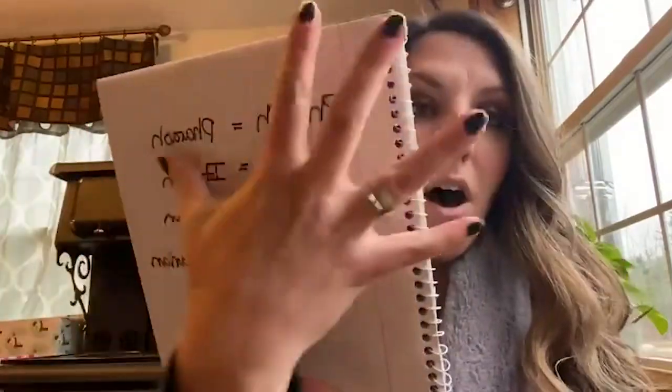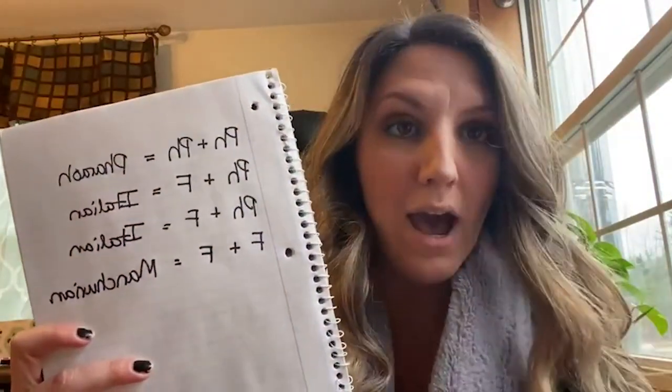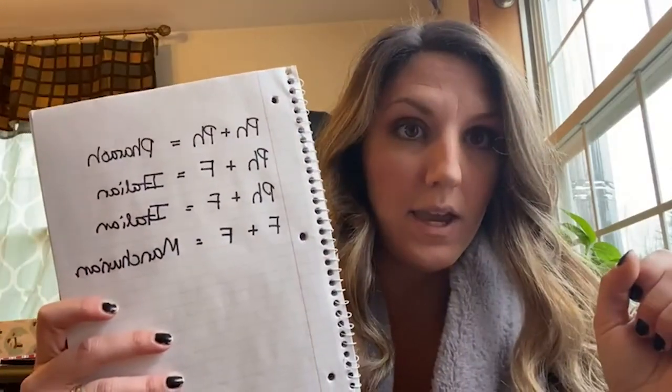Then the last scenario that we can end up with is that the baby grabs the fawn gene from mom and also the fawn gene from dad, and ends up being Manchurian. So these are all of the options that we can get as far as what we're hatching out from a cross where both parents are heterozygous for the fawn gene.